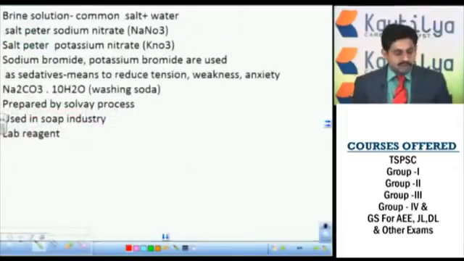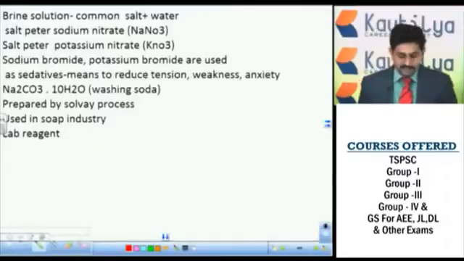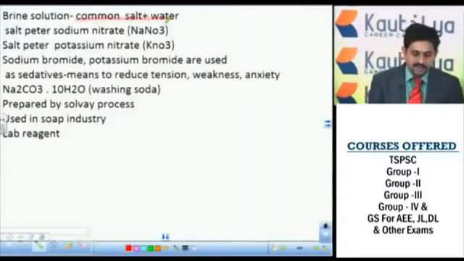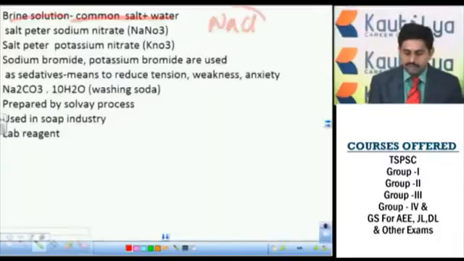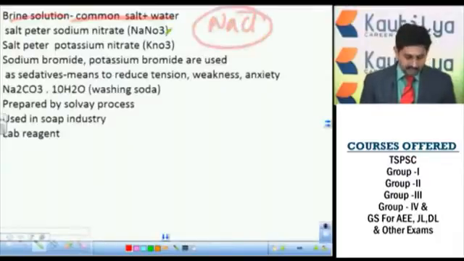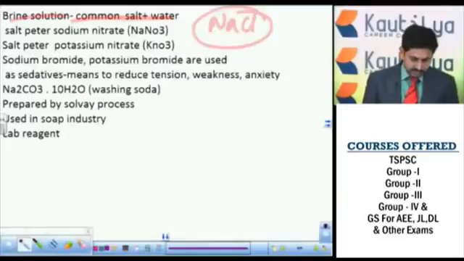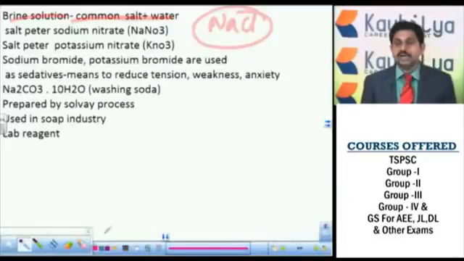Now some more solutions, some more compounds. This one is brine solution. Brine solution is nothing but the common salt. It is a diluted solution of sodium chloride. Diluted solution of sodium chloride is called a brine solution. And brine solution is useful for the preparation of different types of compounds like sodium hydroxide and so on.